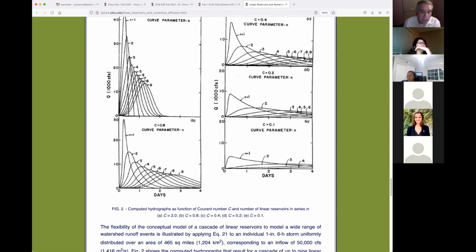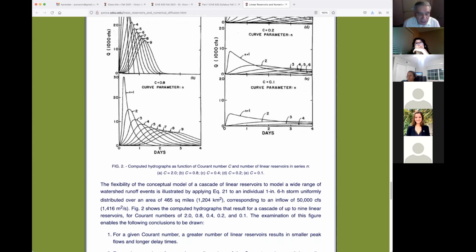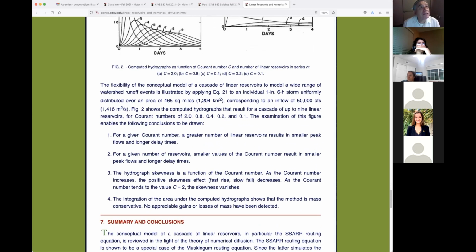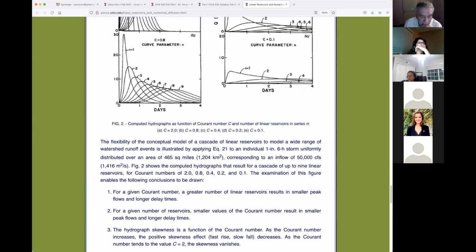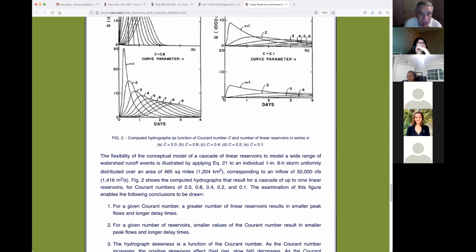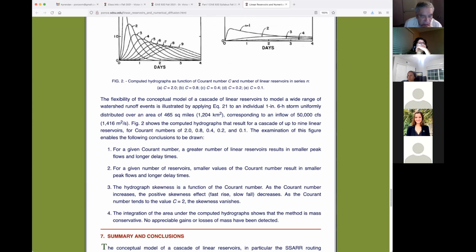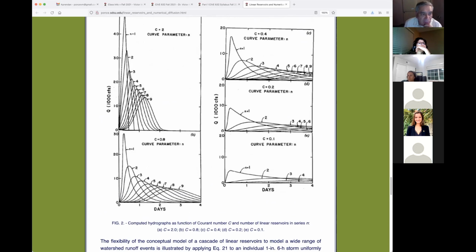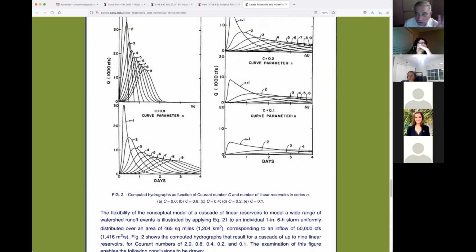Okay, so you already saw the answers for this thing, and it works nice. So the answer is, for a given Courant number, a greater number of linear reservoirs results in smaller peak flows and longer delay times. For a given number of reservoirs, smaller Courant numbers result in smaller peak flows and longer delay times. The skewness is also a function of the Courant number. As the Courant number increases, the positive skewness, fast rise, slow fall, decreases, as you can see in there. As the Courant number tends to a value equal to 2, the skewness vanishes. For the rational method, for n equal to 1, there's no skewness whatsoever. There's no diffusion, no skewness.